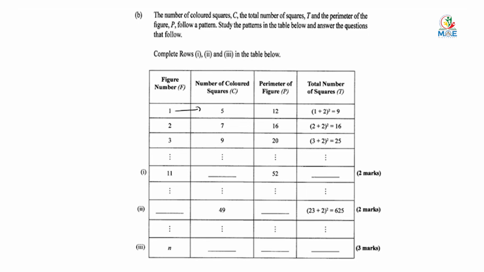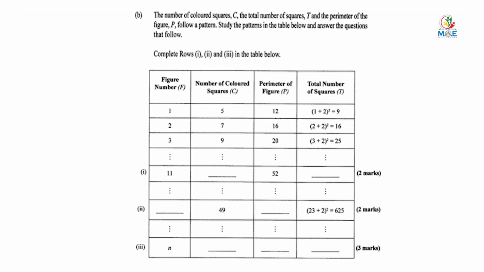Let's see. We can try 1 times 4 plus 1. That would give me 5. So let's try 2 times 4, that would be 8, plus 1, that would be 9. So 9 is not in the sequence. Let's come down from 4. Let's try 1 times 3 plus 2. That would give me 5. 2 times 3 is 6, and 6 plus 2 would be 8.